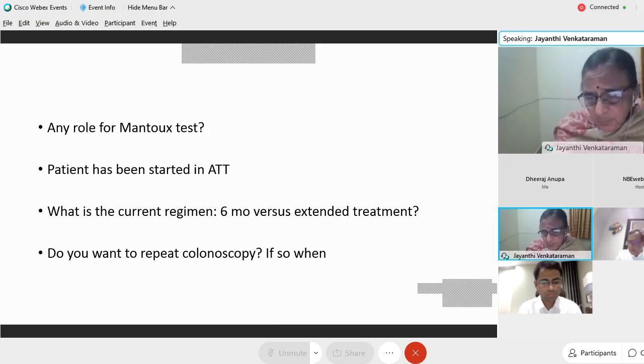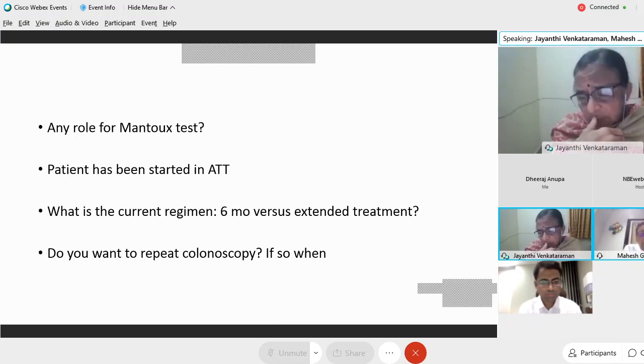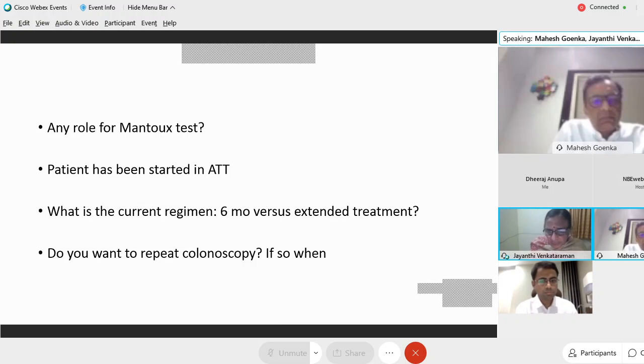What's the current regimen? Six months versus extended treatment. Do you want to repeat? Do you think there could be an overlap between Crohn's and tuberculosis in this patient? Unlikely. Less likely. Okay. So these are some of the things that you'd like to know.